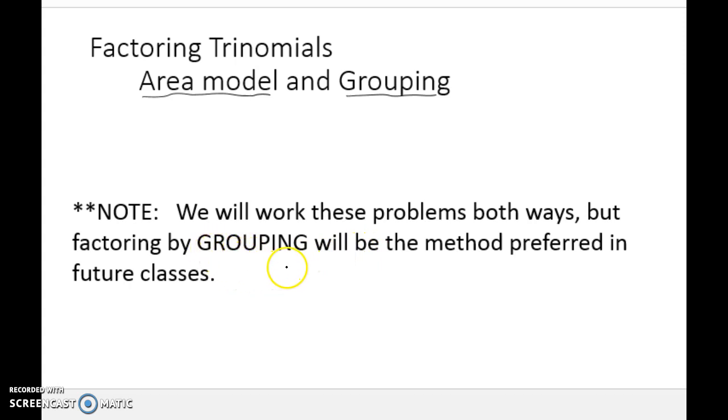So I do want you to note that while I'm going to work these problems both ways, the factoring by grouping, that's going to be the method that will be preferred among your Algebra 2 teachers later in life. I know some of you that go to Kumon use the X thing, and anyway, there's a bunch of different ways to do this, but I do want to emphasize that grouping will be what will be used later, so make sure you're comfortable with it.